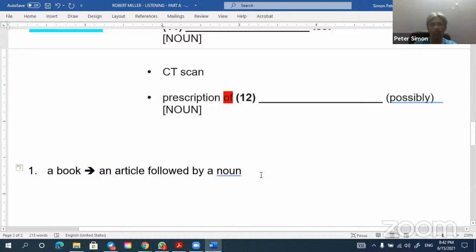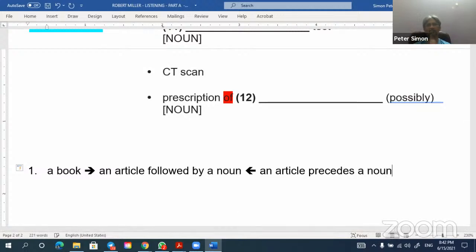You can also say the same thing as: an article precedes a noun. An article followed by a noun, an article precedes a noun. Precedes means before a noun, an article will come. If it is countable, and this is a countable one, that is why there is an article.